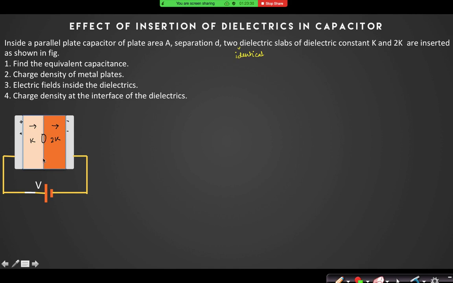Alright. So if the plate area is A, this will also be A. This is D by 2. This will be D by 2. So you can always assume this to be a series capacitor like this.